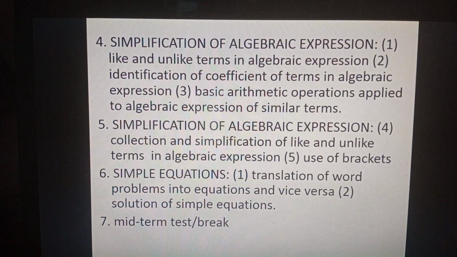Then in week 4, still continuation of algebra, simplification of algebraic expression. We'll talk about the like and unlike terms in algebraic expression, identification of coefficient of terms in algebraic expression. Then week 5, simplification of algebraic expression, collection and simplification of like and unlike terms. We'll also discuss use of brackets in algebra. Then week 6, simple equation. Then translation of word problems into equations and vice versa, solution of simple equations.